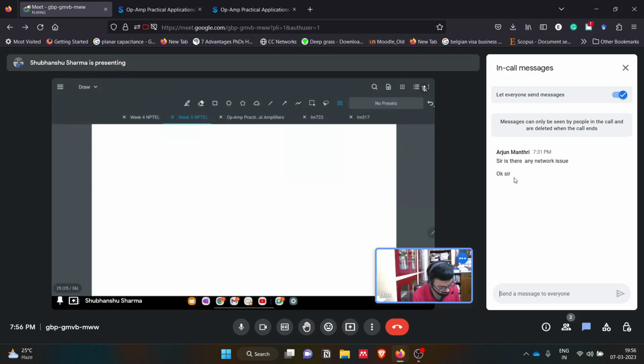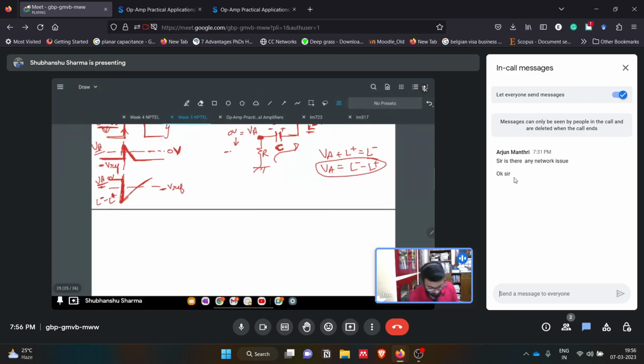So when it reaches minus Vref, what will happen? Initially, in the stable state, the output was L plus. Once this thing happens, the output will become L minus. This is the output of the op amp. So initially it was L plus, then it will become L minus.